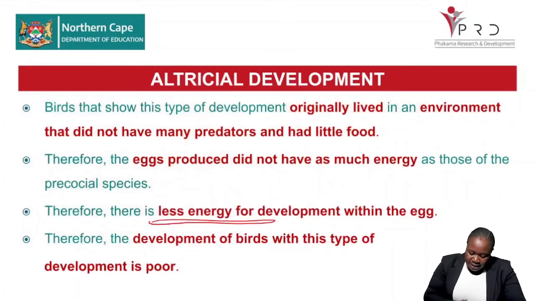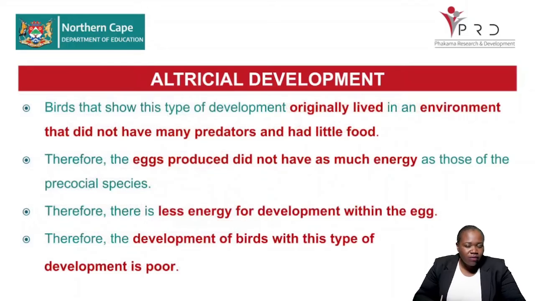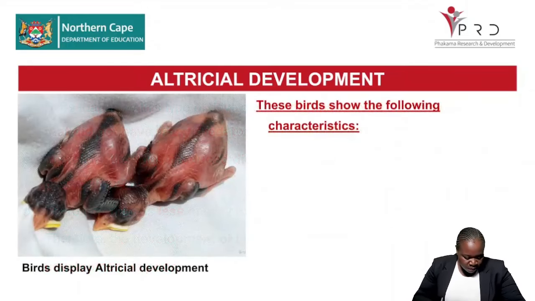So there was less energy for development within that egg. There was less food as well. Therefore, the young will be poorly developed. As we can see in this diagram, they are underdeveloped. They cannot move. They cannot stand.